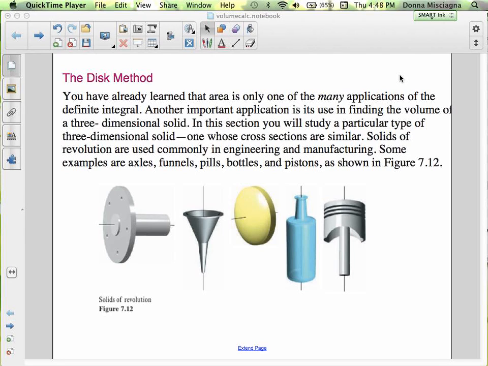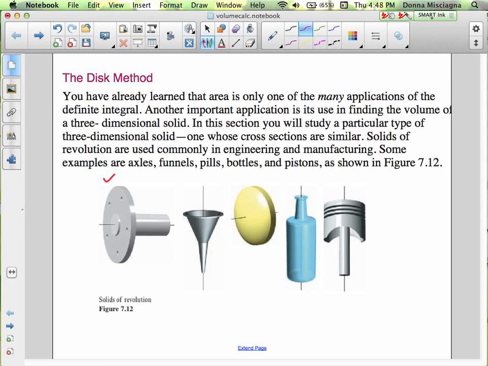Solids of revolution are used commonly in engineering and manufacturing. Some examples are axles, funnels, pills, bottles, and pistons. In this particular lesson, we're going to be looking at objects that are more similar to the pills or the axle, rather than the funnel or the bottle, because the funnel and the bottle are hollow, they have holes in them, and they're calculated a little differently. So these are all solid objects that are created by revolving something around an axis.